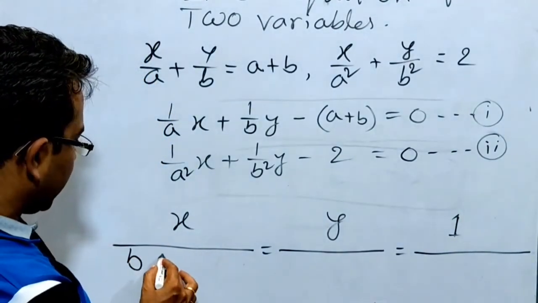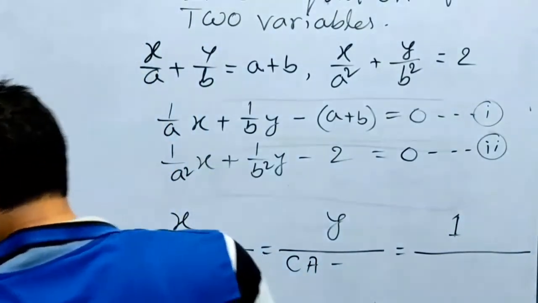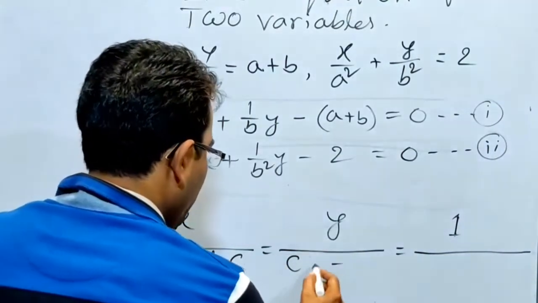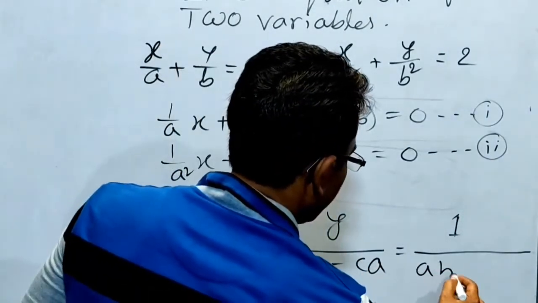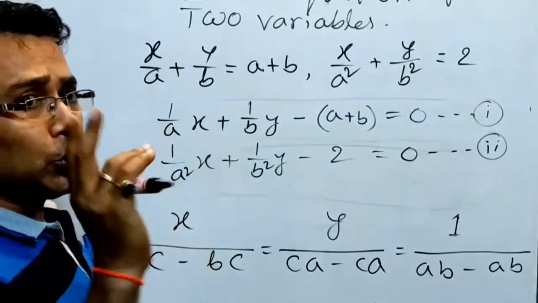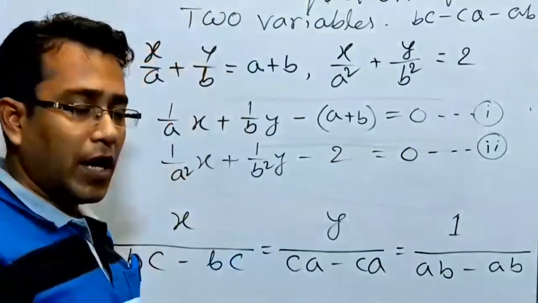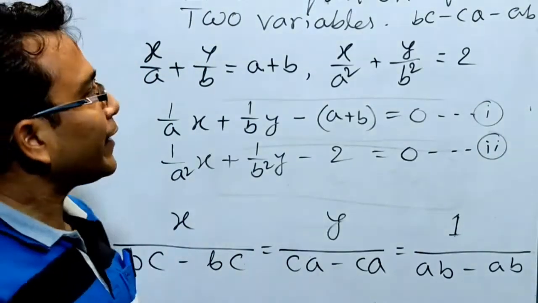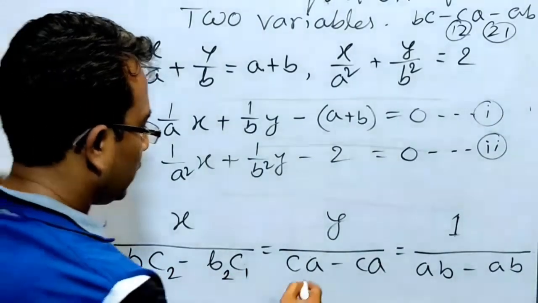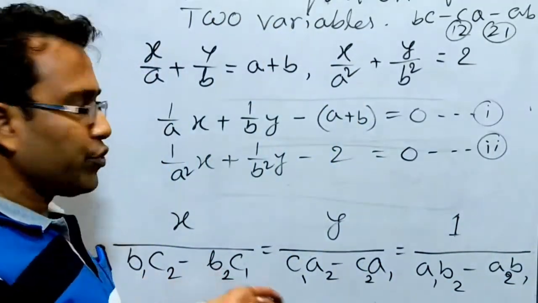You students make a mistake here. A simple way: I am writing bc minus bc, ca minus ca, ab minus ab. Now, BC, CA, AB. You have to remember two points. The serial is BC, CA, and AB. And another point you must remember: 12, 21. These two orders. So, B1 C2, B2 C1, 12, 21.